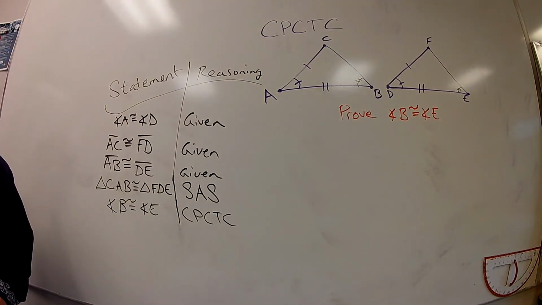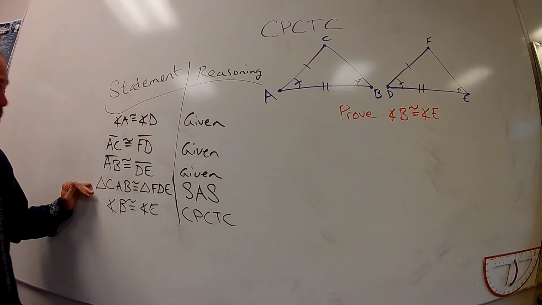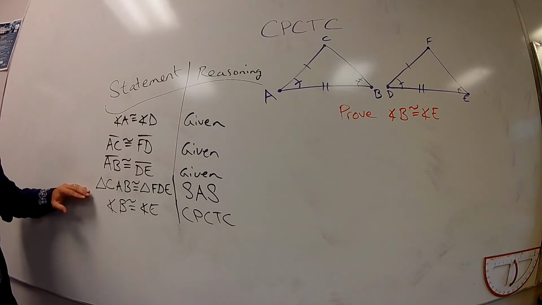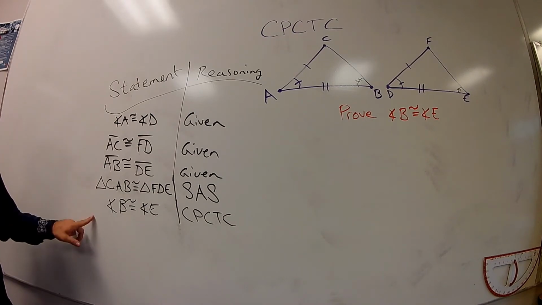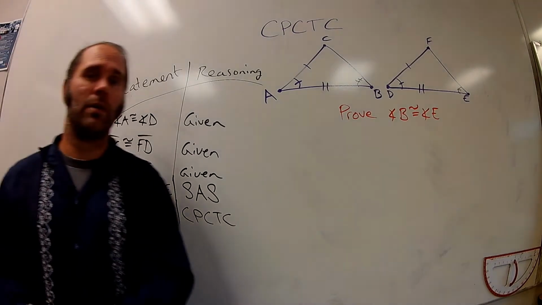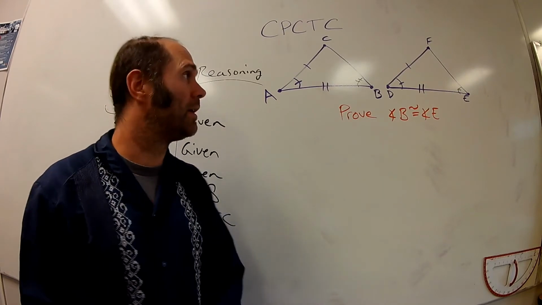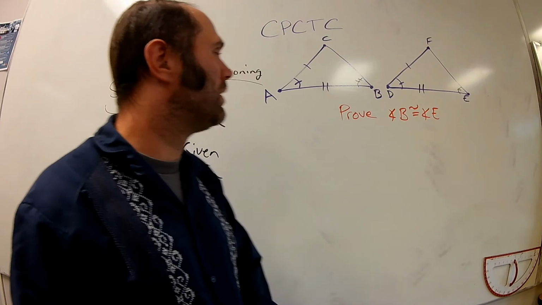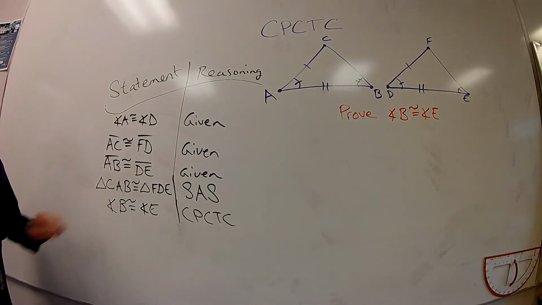CPCTC is just a useful thing to remember. It's just after you've proven the triangles are congruent, it's the step after that. So you prove the triangles are congruent, and then you can state that their parts must also be congruent as well. So you do have to prove the triangles are congruent first before you can use CPCTC.